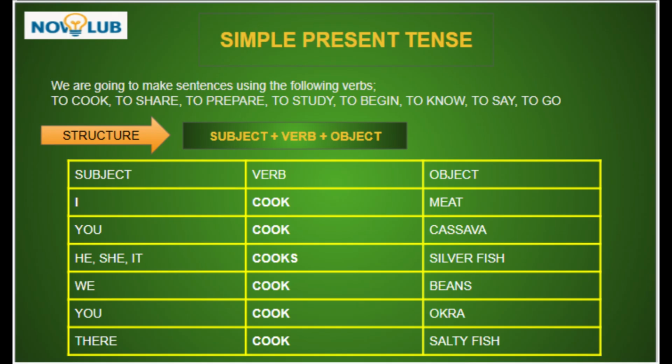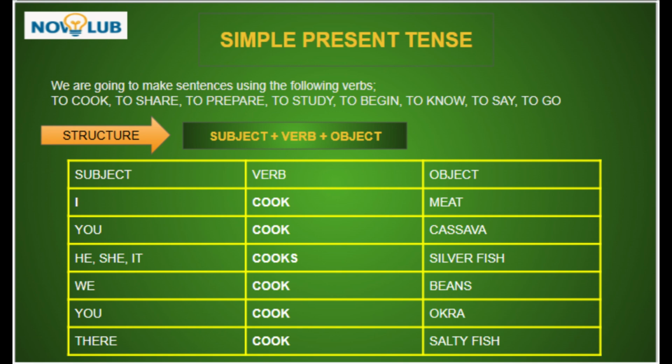So, the formula or the structure to form a simple sentence is subject plus verb plus object. The subjects are I, you, he, she, it, we, you, they. These are the subjects. And the verbs, we know them already because we have them here. The objects also, you can just put any object of your choice. So now you can say, for example, I cook meat, you cook cassava, and so on.